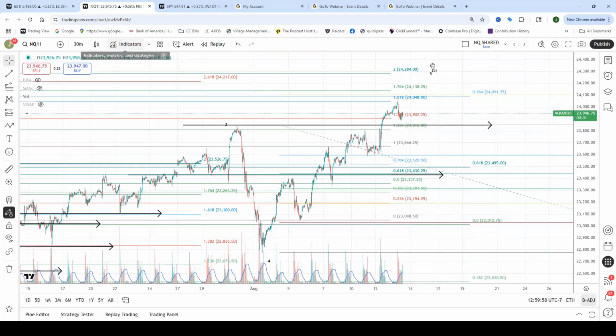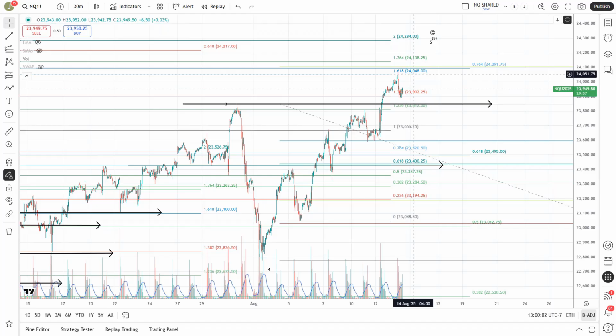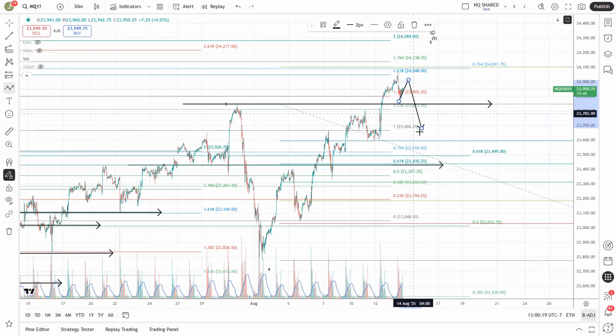Questions on the ES? On the NASDAQ, they hit our target that we were looking for here at 24,048 to 24,138. They did turn down, and the NASDAQ has been much weaker. This can be a situation where ES needs to make another high and NASDAQ doesn't. So maybe tomorrow we see ES push up and do this, or NASDAQ push up and do this while the ES makes a new high. That is a possibility. We could also see them pull back.